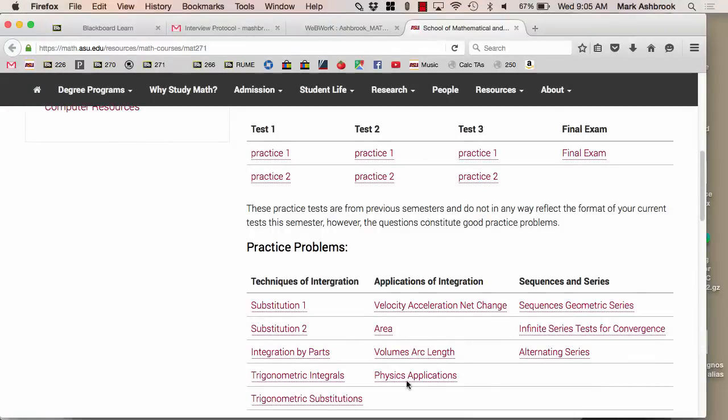And then some of these practice problems here, down here, applications of integration, that's where we're at. Some of them have answers, not solutions, answers, so you can check your work. Some of them do, some of them don't. So you got a lot of resources for practice.